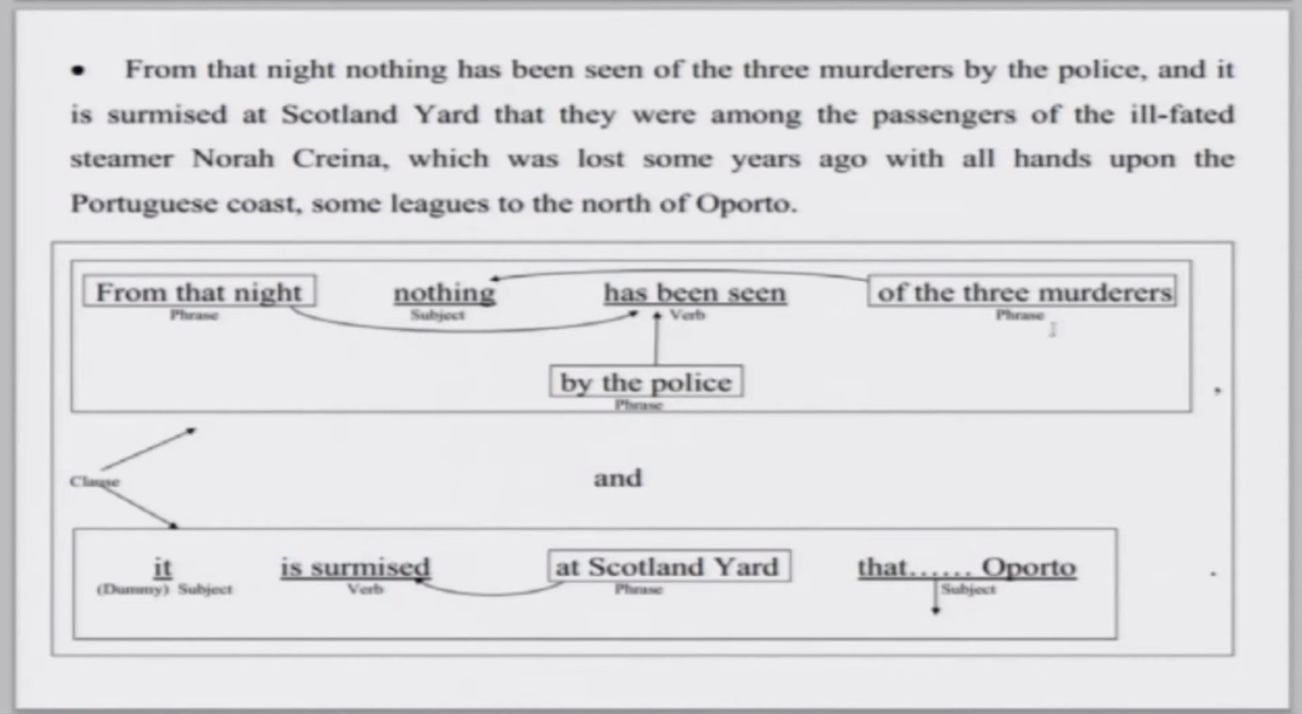So, let us look at this first. Nothing has been seen. This is the skeleton of this part.